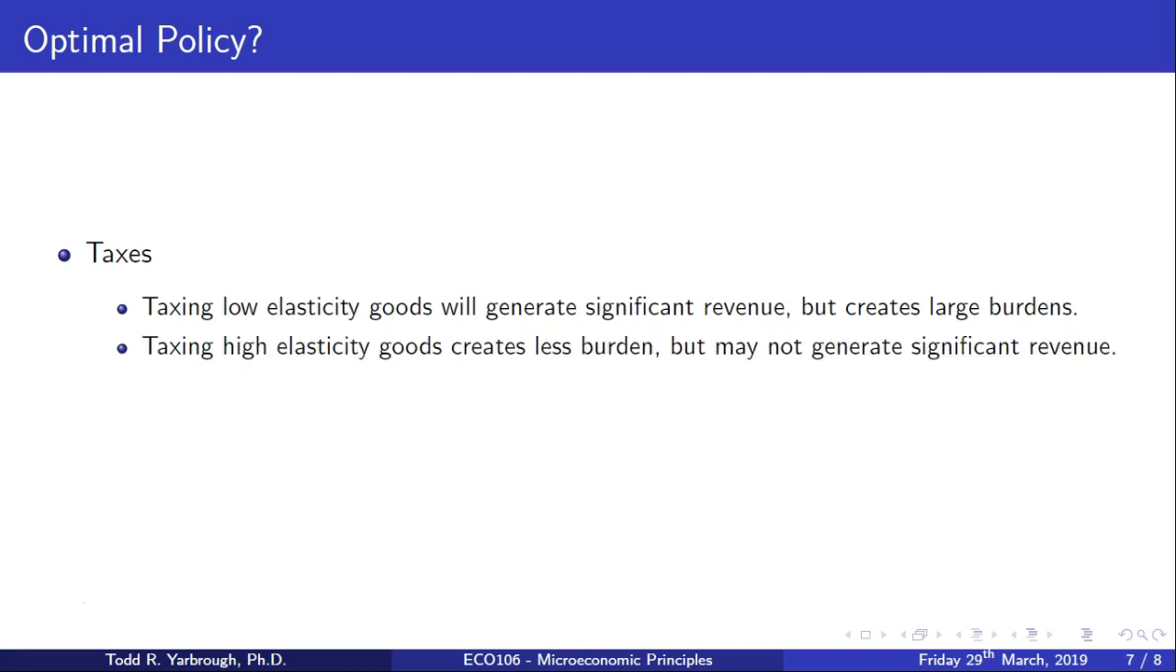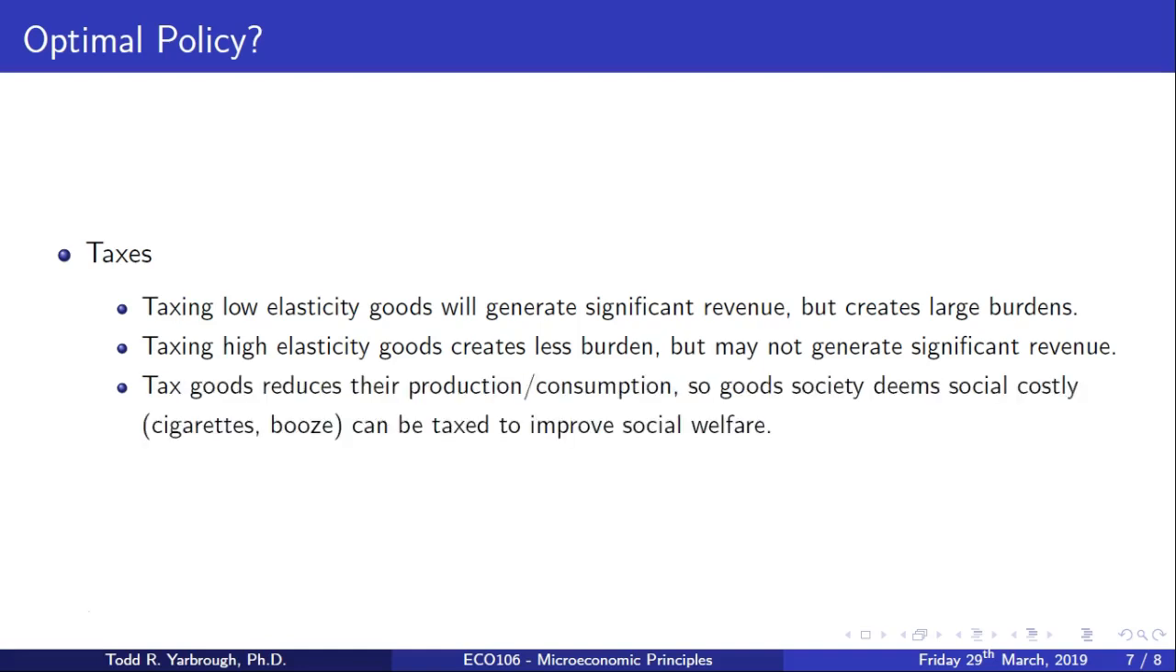Taxing high elasticity goods or luxury goods, like say private jets, are going to create less burden, but of course these taxes will not likely generate much revenue because the goods are highly elastic. And so they're less burdensome, but also less impactful. And then finally, we often tax products because we want to reduce their production and consumption, because we deem this to be a socially beneficial prospect. This is of course true in the context of both cigarettes and alcohol. So we also can tax products because we simply want to reduce their consumption or production.